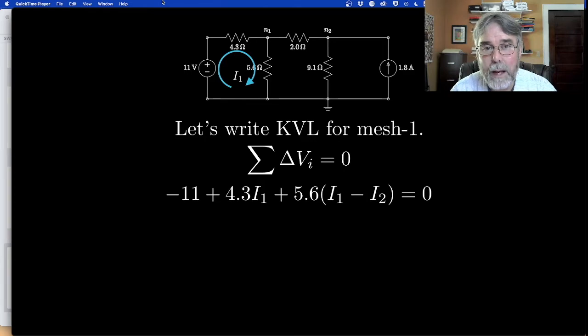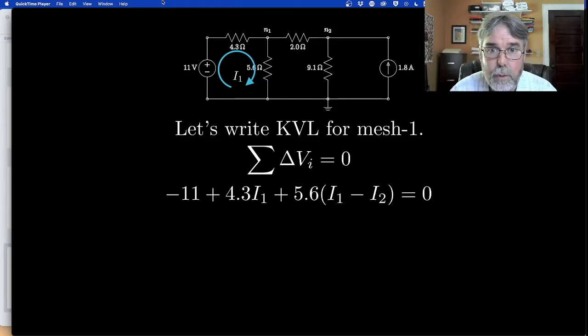But what I want to point out is that instead of just I1, we've got I1 going clockwise, but we've got I2 going counterclockwise. So the direction we're moving around the loop, I2 is moving against us, and so it's going to come in with the minus sign. And then we're back where we started. So the sum of the voltage drops around that loop: there's the DC supply, there's the 4.3 ohm times its current, there's the 5.6 ohm times I1 minus I2.